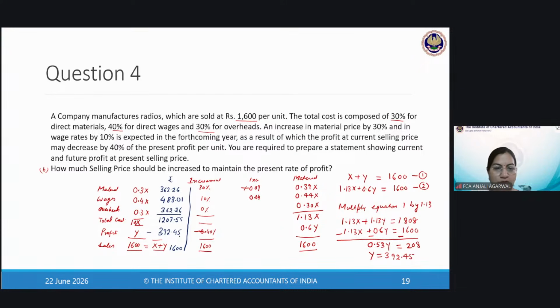So profit was 392.45. Now let us also calculate 392.45 as a percentage of cost. Why? Because it's asking how much the selling price should be increased to maintain the present rate of profit. So I'll keep the profit as a percentage of cost. So 392.45 divided by 1207.55. The profit is 32.499. Here I can round off to 32.50 percent of cost.